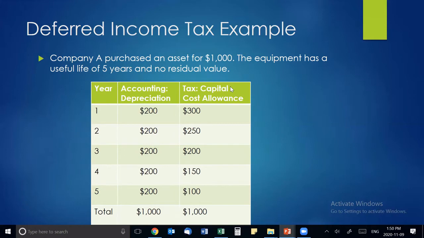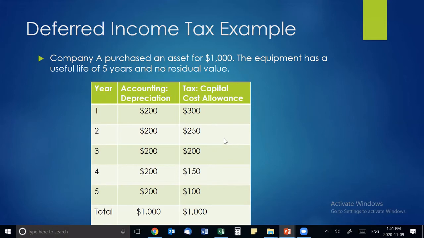For tax purposes, you don't use depreciation, as we know. You use capital cost allowance, CCA. So I've just made up these numbers here. I didn't use a certain percentage, but for example, for the first year, you can take 300, second year 250, 200, 150, 100. It's a declining balance because you're using a percentage, right? So it's declining, but I've made these numbers up so they don't fit a percentage.